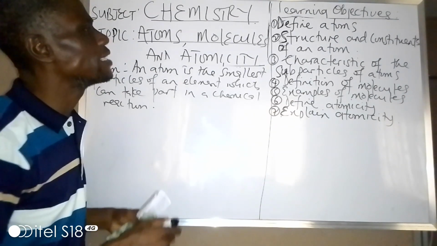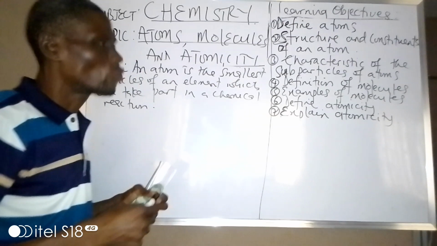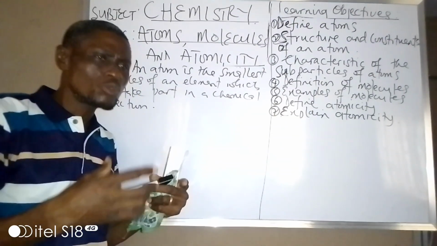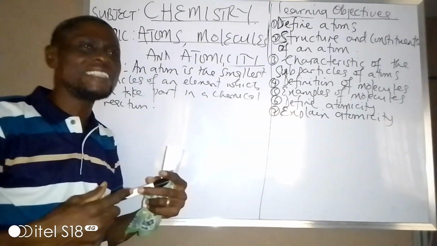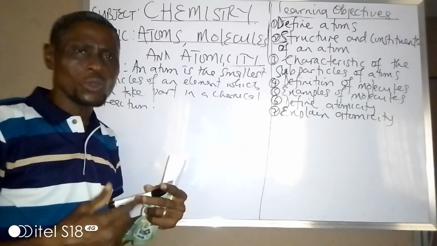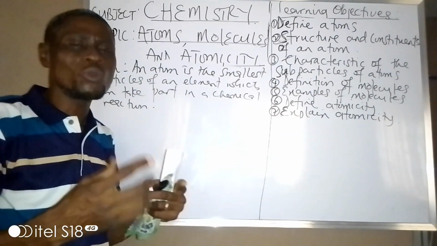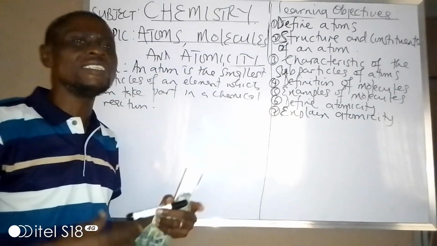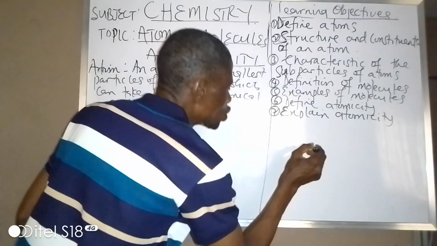Having said that, let's look at the structure of the atom and its constituents. If you look at this, the atom will also have subparticles. There are some particles that are inside the atom. That's why some people say an atom is the smallest divisible particle of an element. So that means there are some other subparticles inside this atom. So let us look at the structure of an atom.